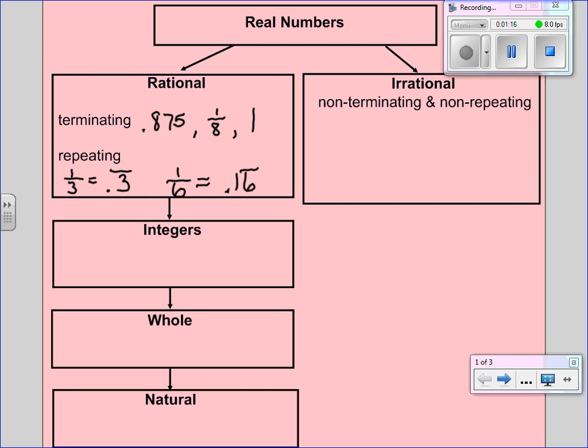Now within the rational numbers, we also have the integers. So integers are rational numbers. They're also real numbers, but they have some special rules as well. Integers, we usually just use set notation, and it's all negative numbers, 0, and then all positive numbers. There are no fractions or decimals that are included with the integers.